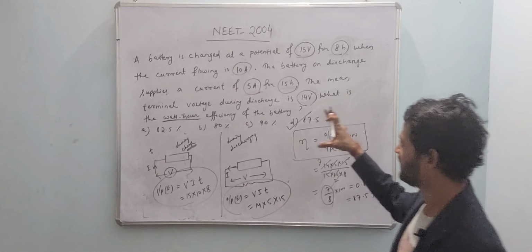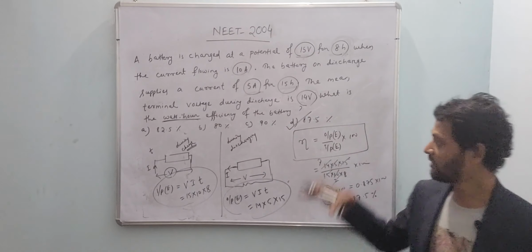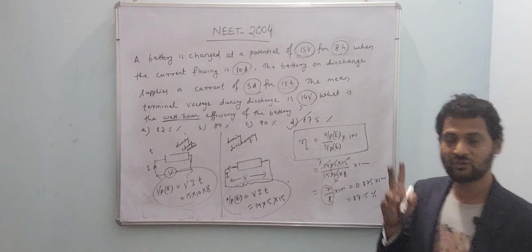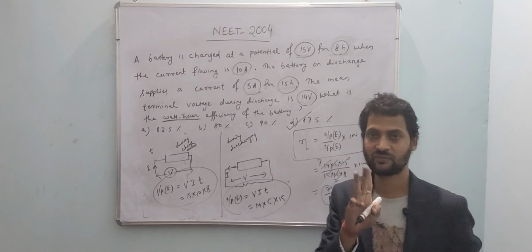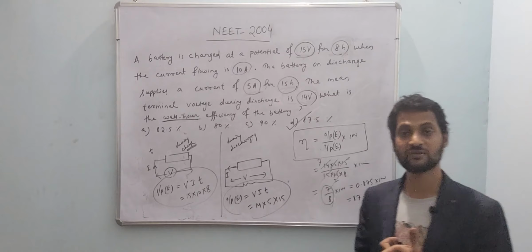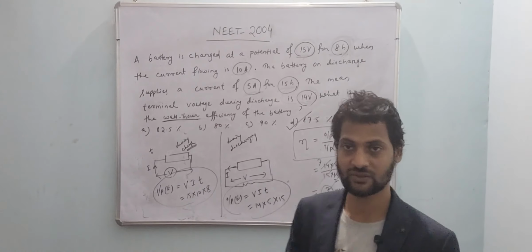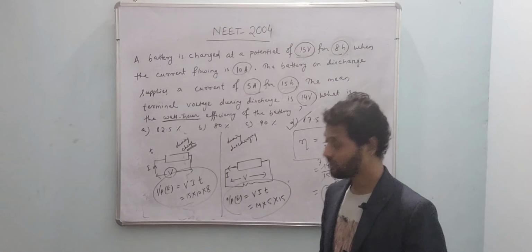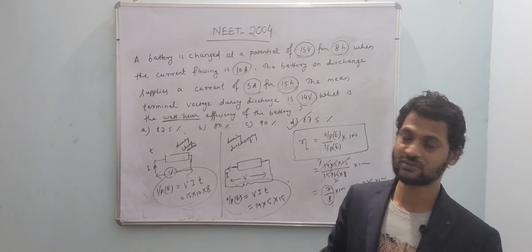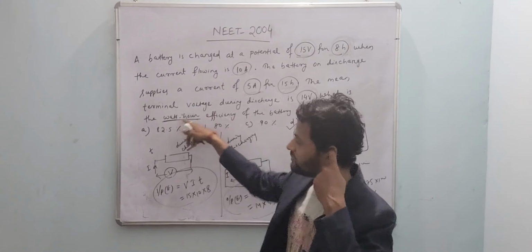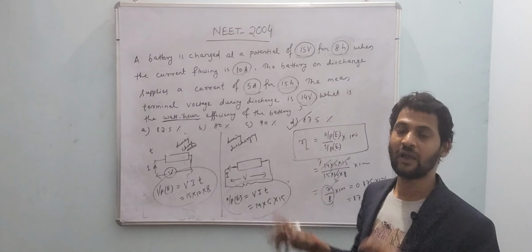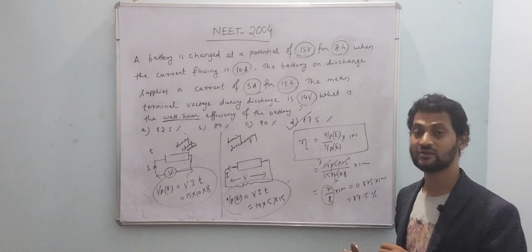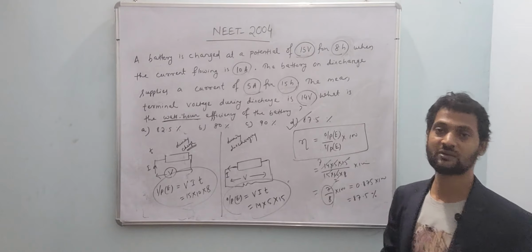So that's what I meant to say: to solve this kind of problem, you need to understand three concepts. First, what is efficiency? What is the formula for efficiency? That is output power by input power into 100, or output energy by input energy into 100. Since our question is based on watt hour, we have to deal with energy, that is output energy by input energy into 100.